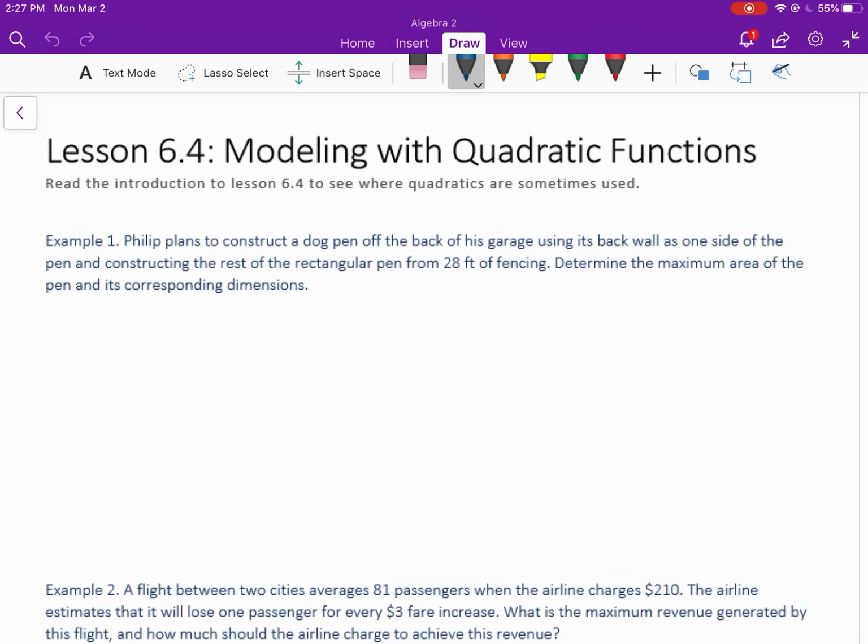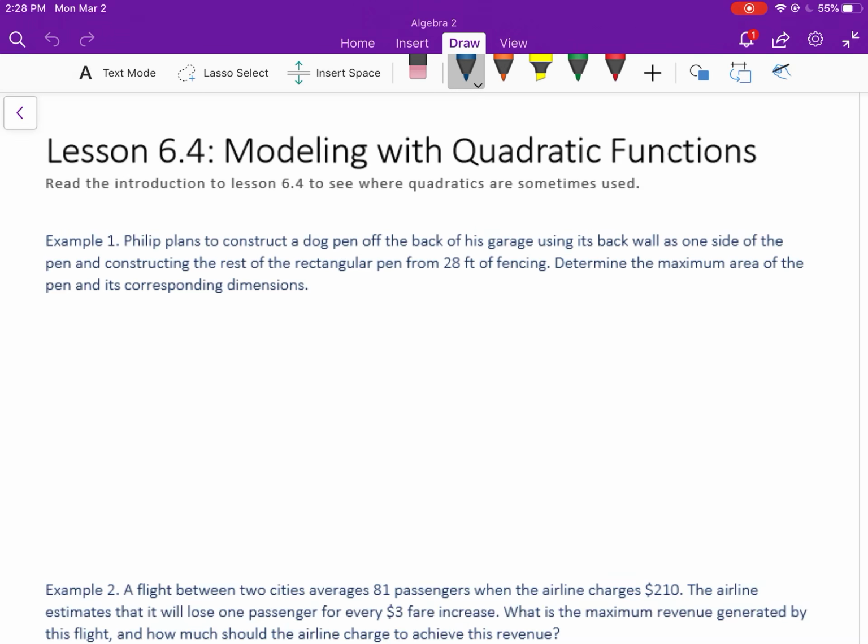So example 1, Philip plans to construct a dog pen off the back of his garage using its back wall as one side, and constructing the rest of the rectangular pen from 28 feet of fencing. Determine the maximum area of a pen and its corresponding dimensions.